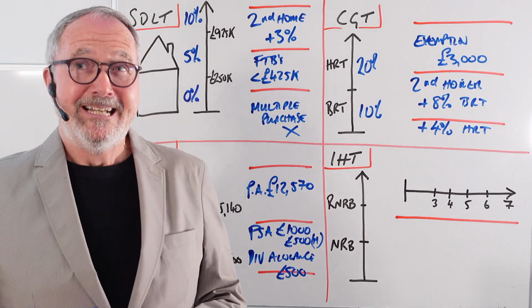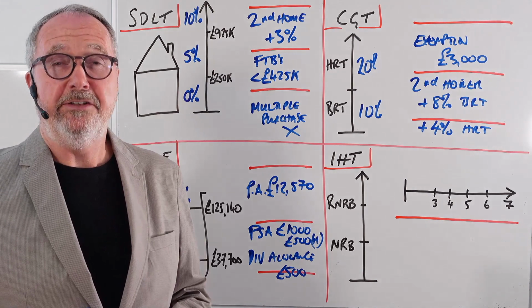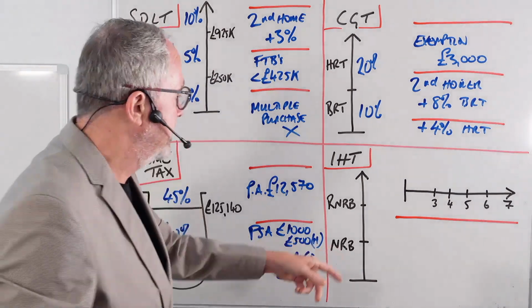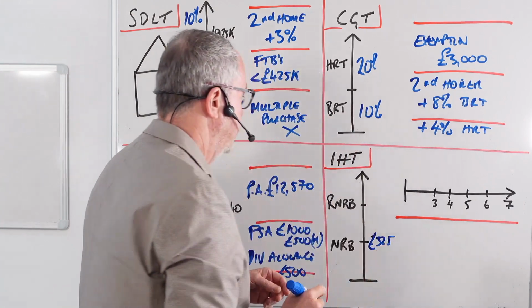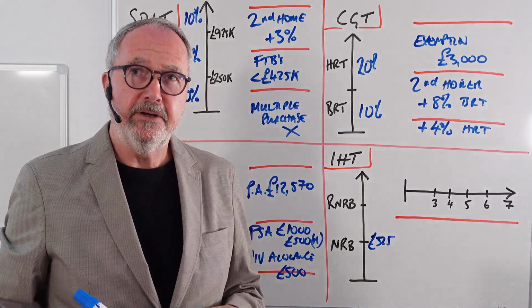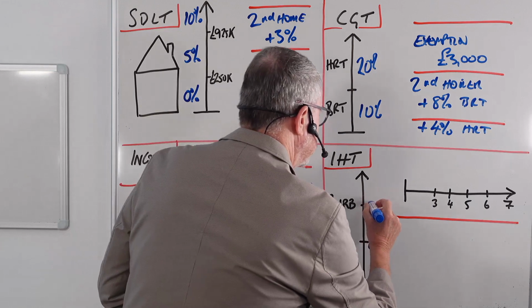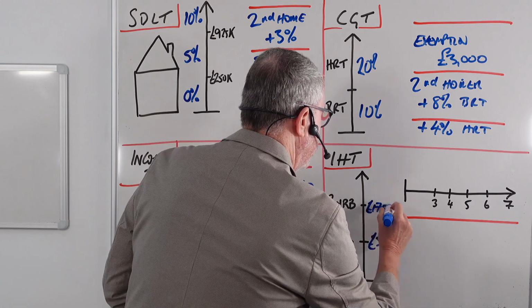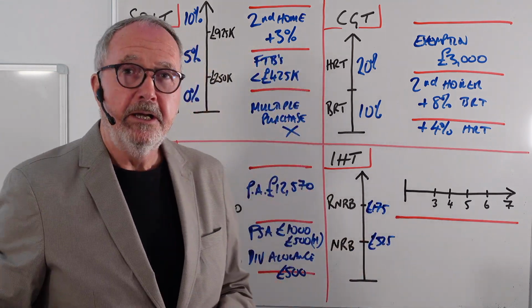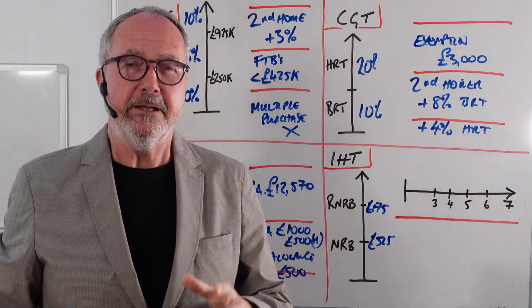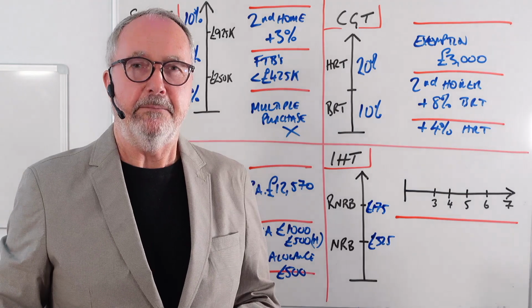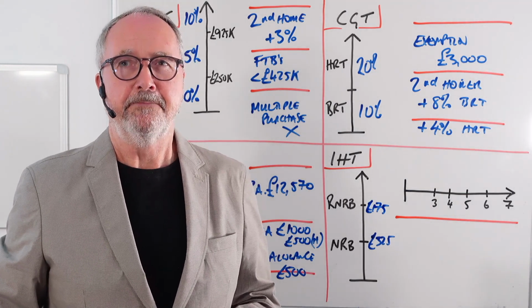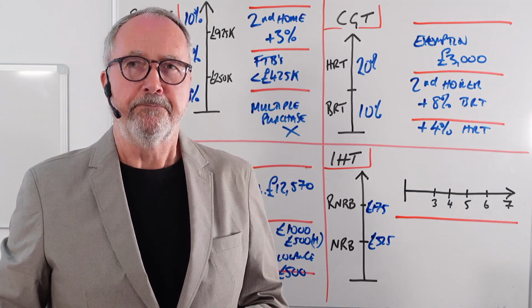Inheritance tax. Again, no real changes there to the numbers. So you still have your nil rate band at £325,000, and then you've got another £175,000 of residence nil rate band as well. So as you can appreciate, an individual can have £500,000 as an exemption from inheritance tax if the main residence is in their estate. Obviously there are lots of limits to that as well.